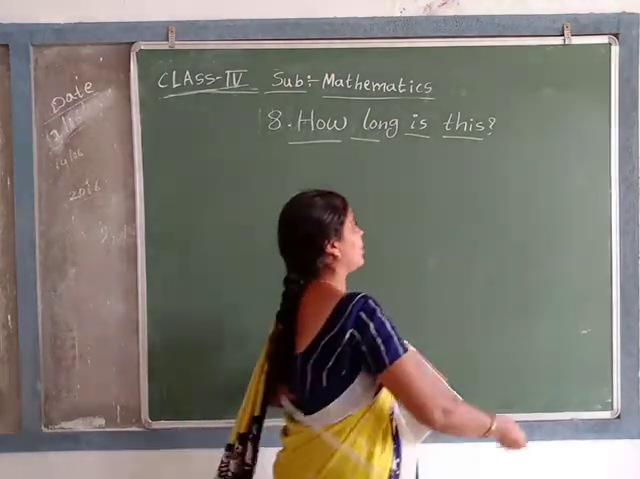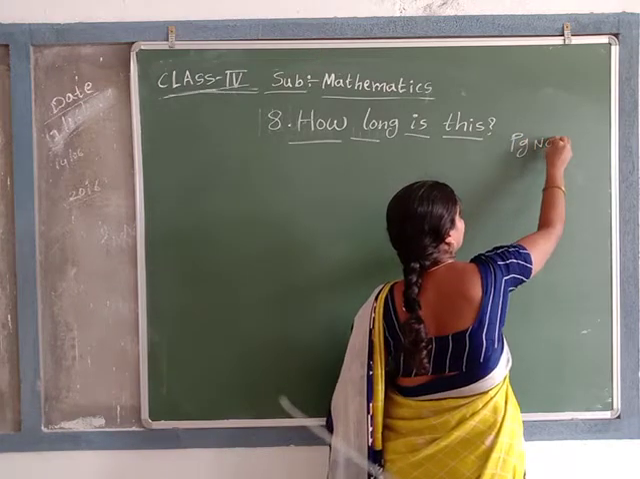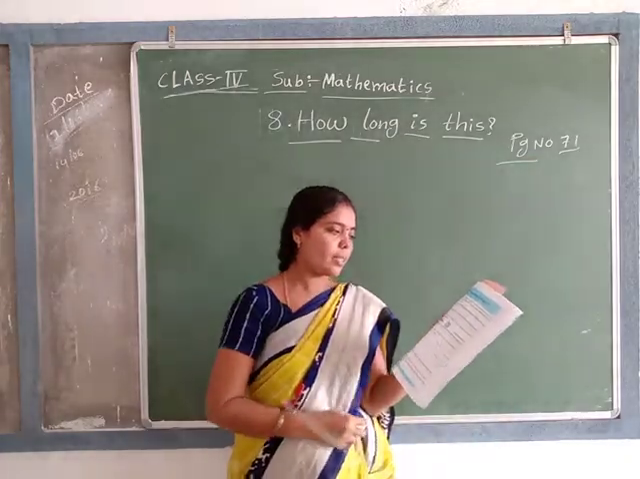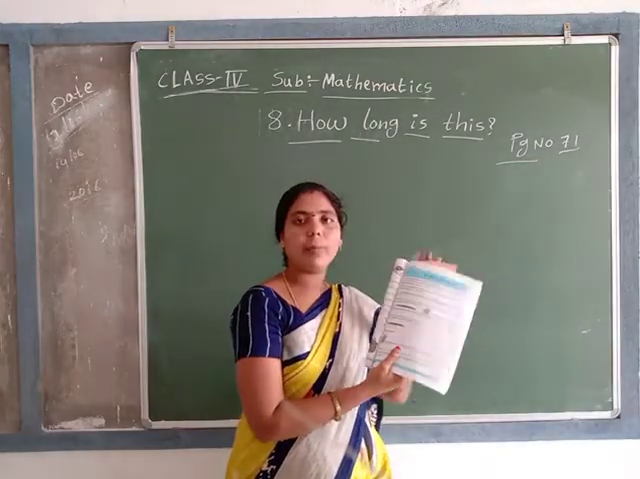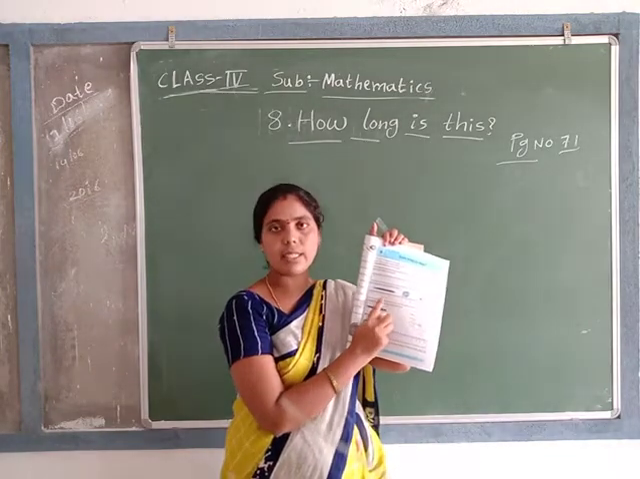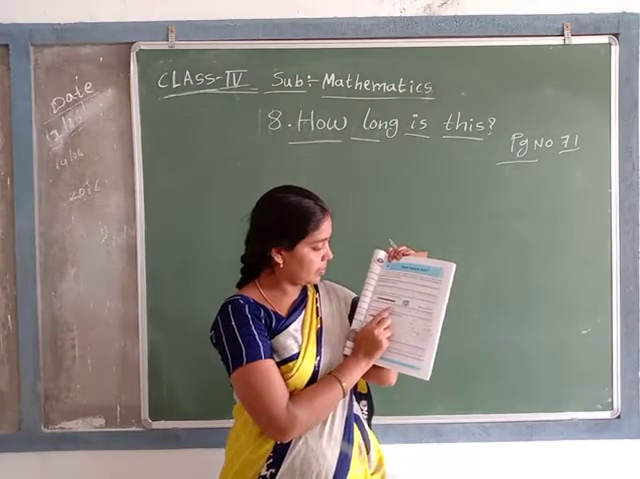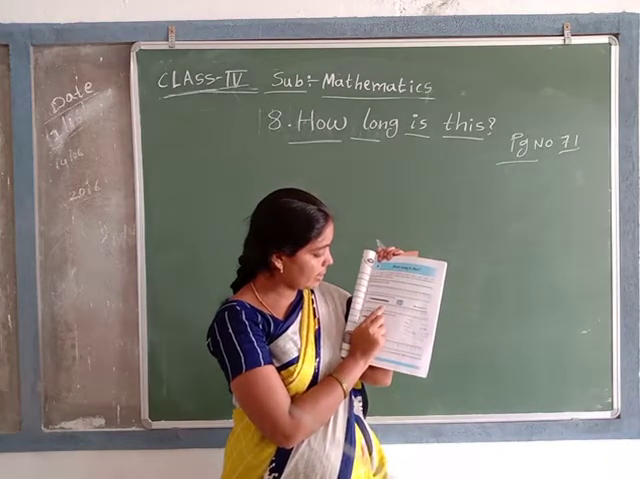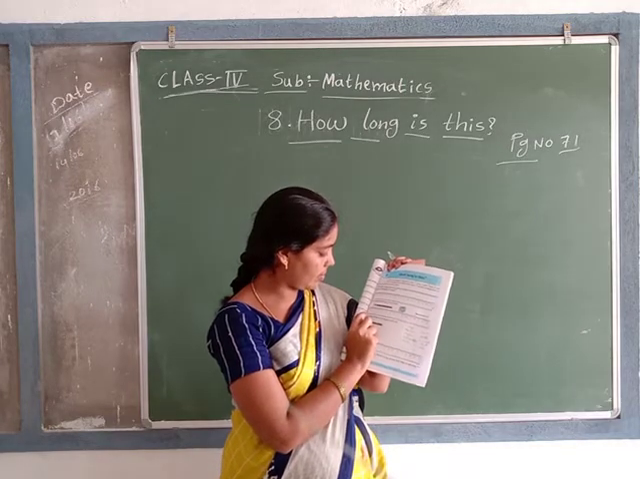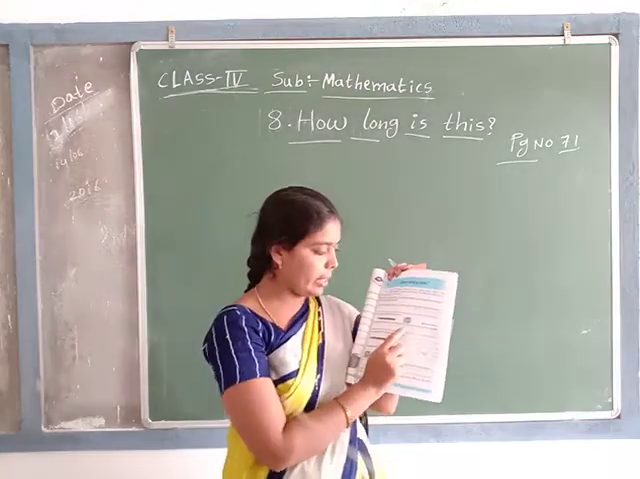Page number 71. You observe first, page number 71, the introduction part. They have given only a pencil. From here to here, the pencil length is 6 centimeters. See here, how many centimeters are there? From here to here, 1. How many centimeters is the pencil? You count it, okay? Here.